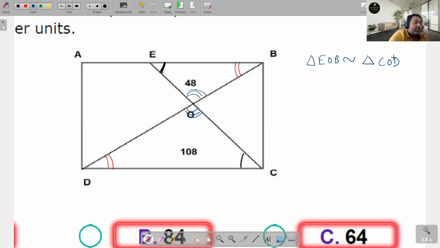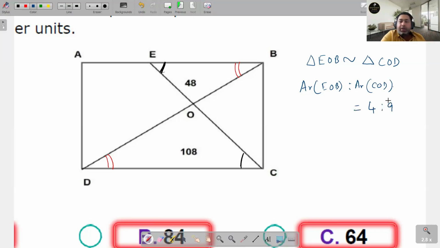Let's understand this first. If they are similar, let's look at the ratio of their areas. This is 48, right? So 48 is 12 times 4. And this one is 12 times 9. Right? So the areas are in the ratio of 4 is to 9. Let me write this. Area of EOB to area of COD is equal to 4 is to 9.